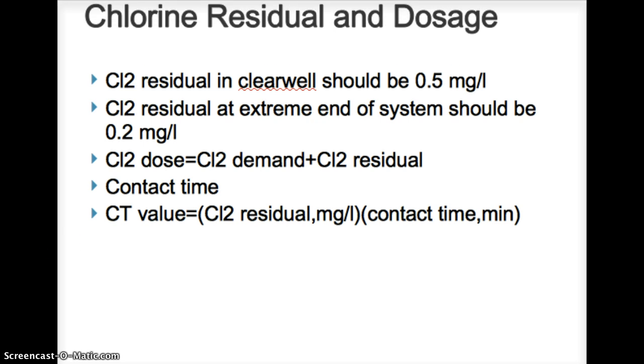So, chlorine residual and dosage. Here are the typical residual amounts that are desired in the clear well. It should be 0.5 milligrams per liter. The residual at the end of the system should be 0.2 milligrams per liter. And the formula for chlorine dose equals the demand plus the residual. And I think you've already covered that before.